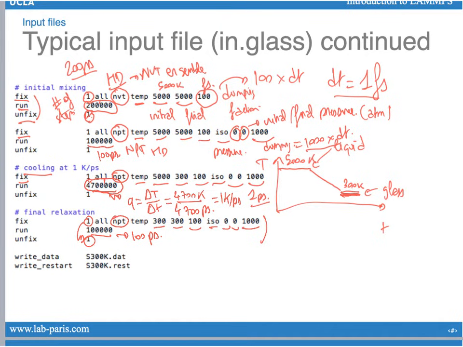The final instruction that you should always put at the end of the simulation is to write the final configuration. This is very important to always do. So the configuration is the position of the atoms. You always want to make sure at the end of a simulation, you always save the final position of the atoms.